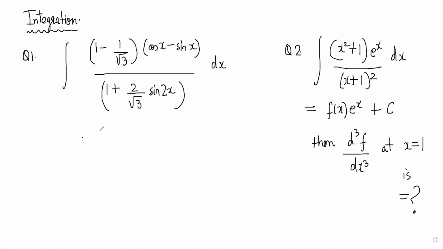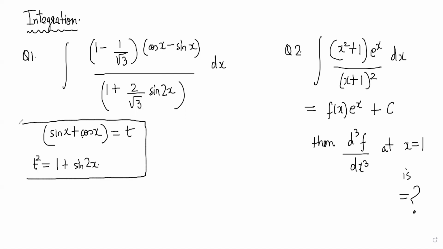Sir, we can substitute sin x plus cos x as t. So we'll have the derivative above. Correct. Sin x plus cos x, if you take as t, think about it. What is t square? T square is 1 plus sin 2x. Is everyone understanding what is happening here? T square will be 1 plus sin 2x, whole square.